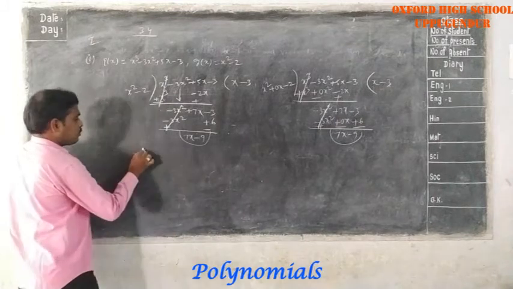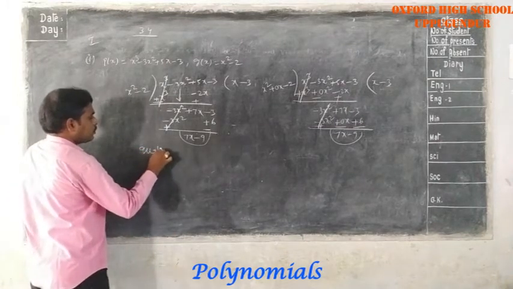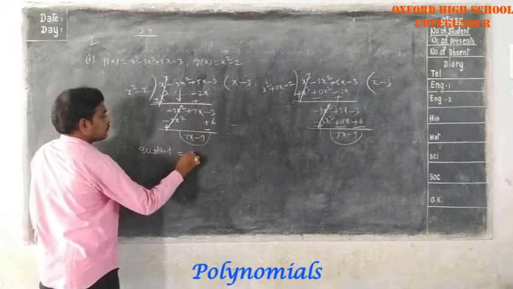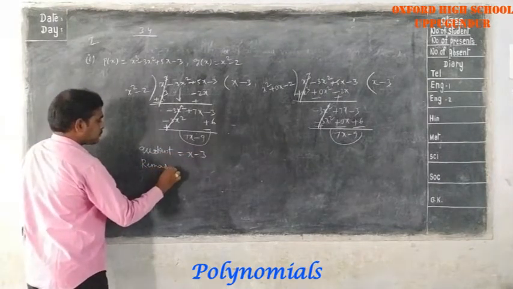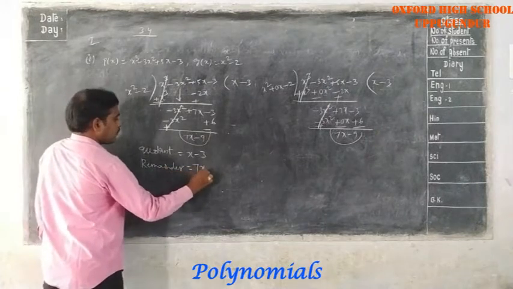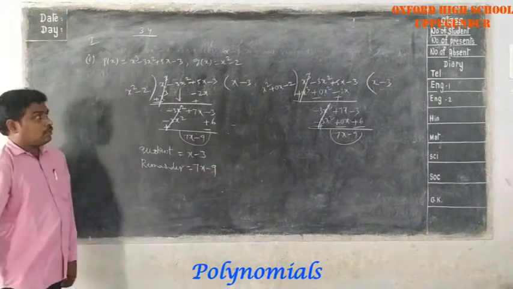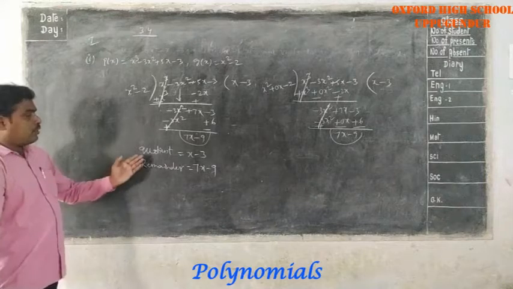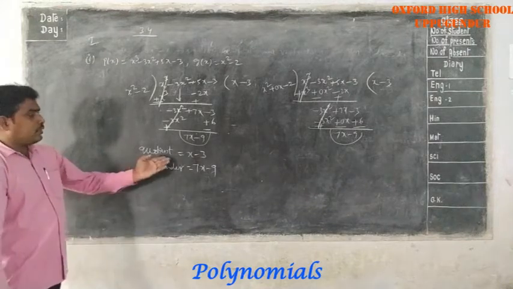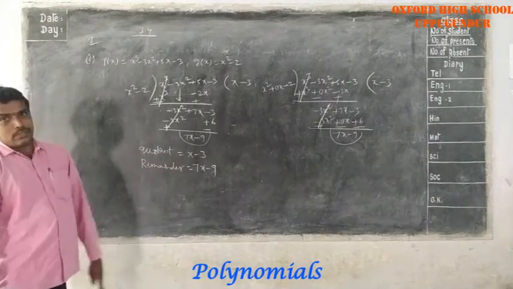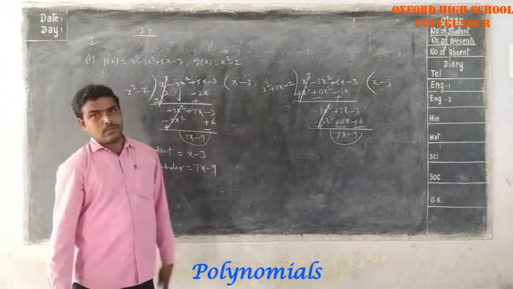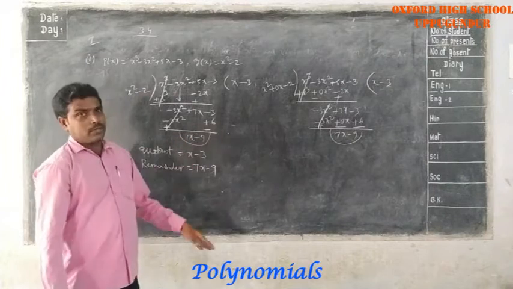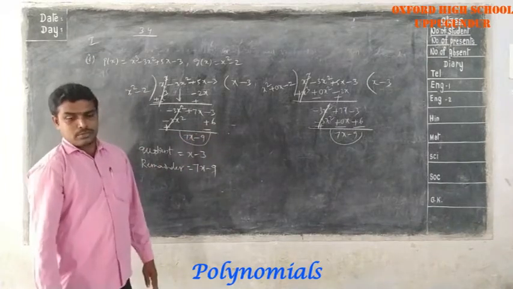So here what is the quotient? Quotient is x minus 3. Remainder is 7x minus 9. So for this problem you have to find quotient and remainder. So quotient is x minus 3, remainder is 7x minus 9. We can do any one of these, either this one or this one, based on your convenience. You can do any one of these two.